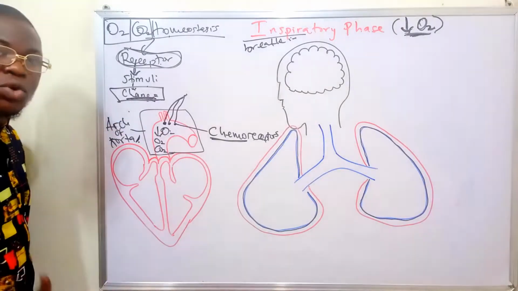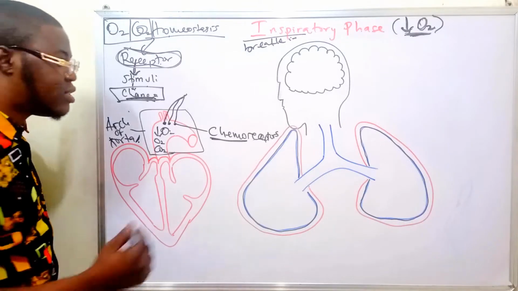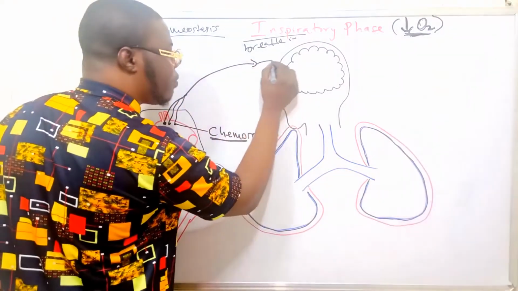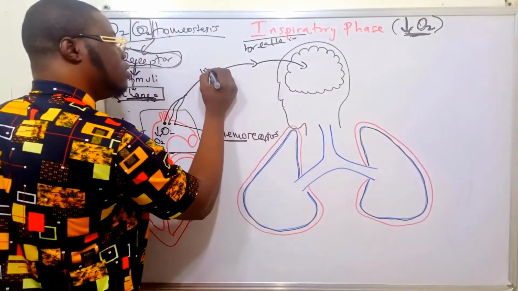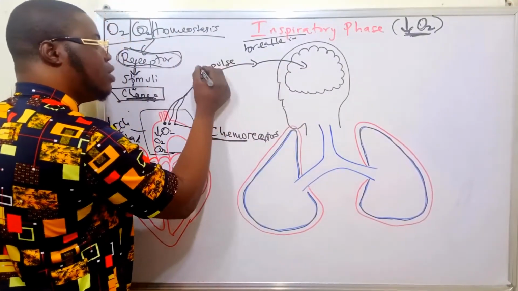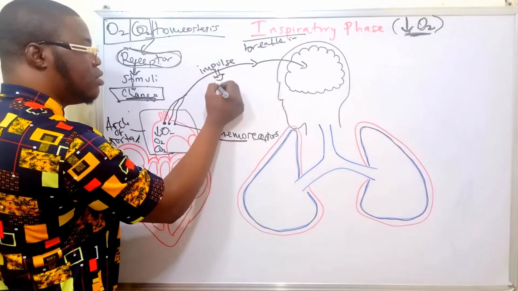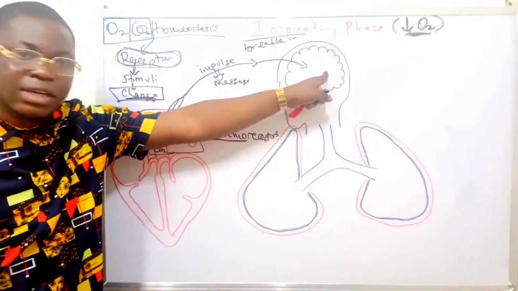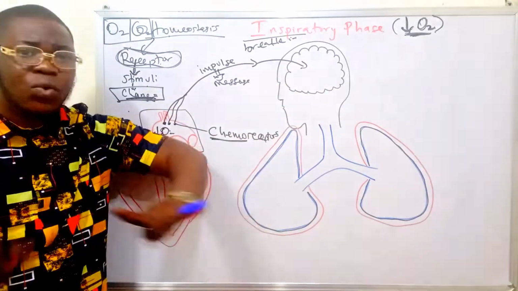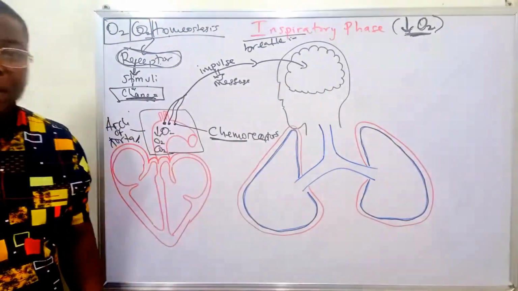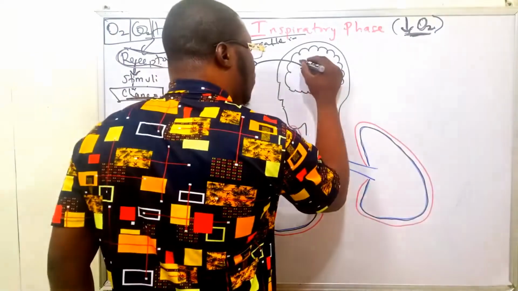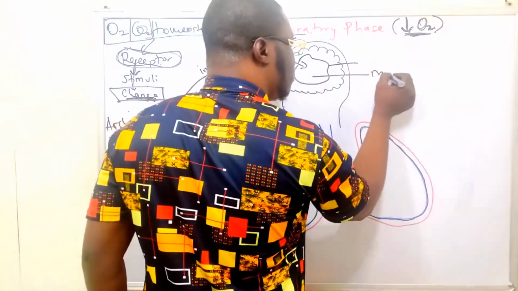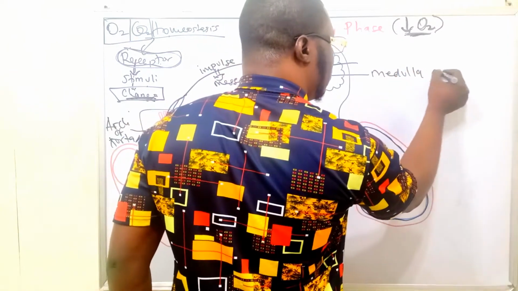And once they detect that, they are going to send a message. Message means an impulse. Impulse is the anatomical term, but really, impulse means message. Do not disturb yourself. So they are sending a message to which structure here? The brain. Now the question is, which part of the brain? That part of the brain is called the medulla oblongata.